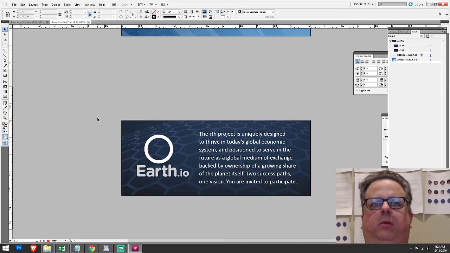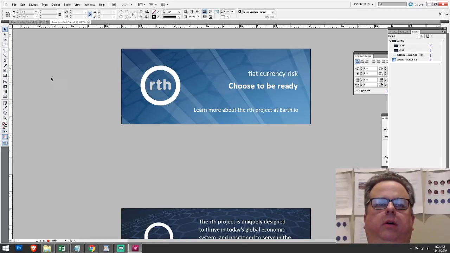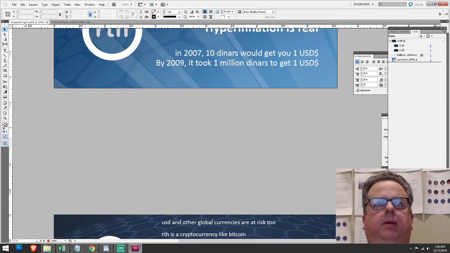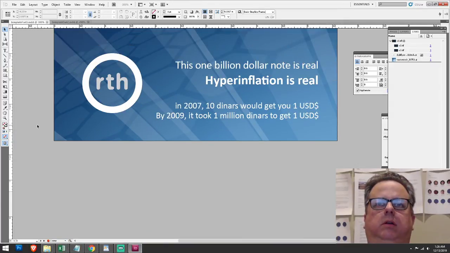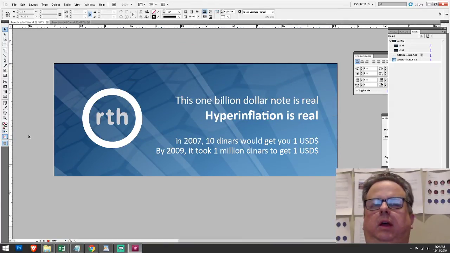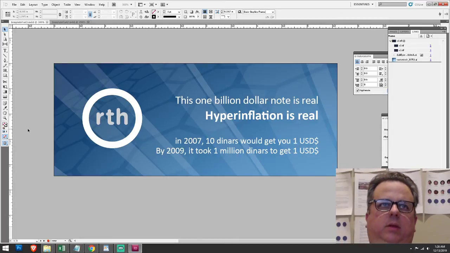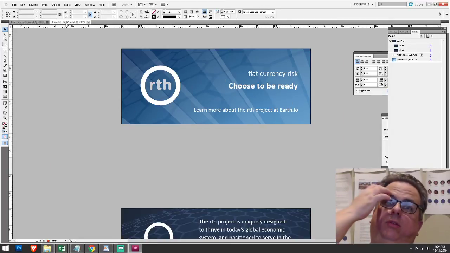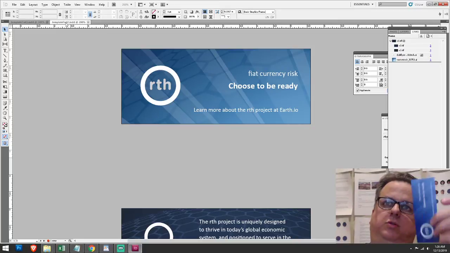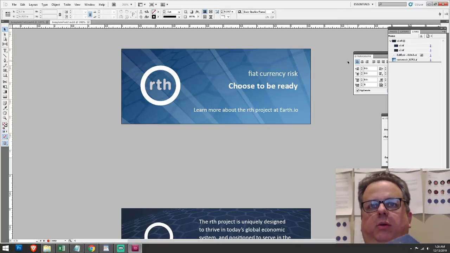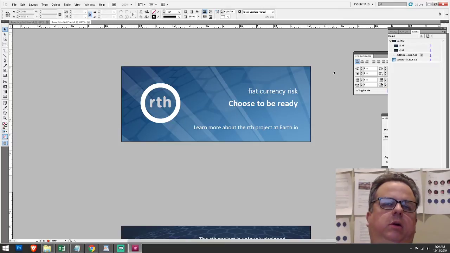All right, so for now, let's say we're going to stick with the same size. So, if that's the case, let's look at the version of this that we left off with last time, which is here. The version we went to press with first said: fiat currency risk, choose to be ready, learn about the Earth project at earth.io.